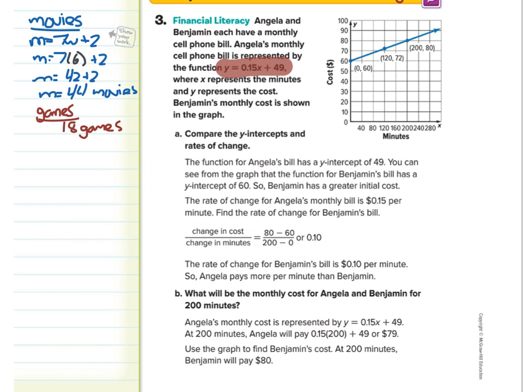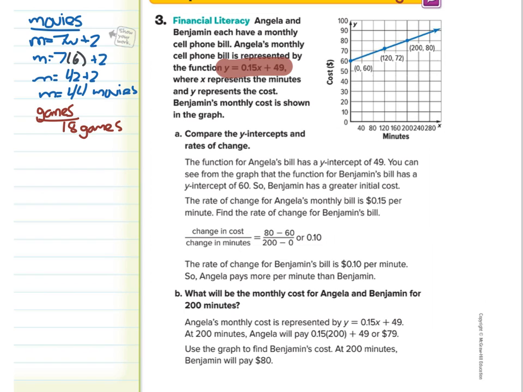Well, the function for Angela's bill has a y-intercept of 49. You can see from the graph that the function for Benjamin's bill has a y-intercept of 60. So Benjamin's y-intercept is higher, 60 compared to 49, which then means Benjamin has a greater initial cost. The rate of change for Angela's monthly bill is 15 cents per minute, and you can see that here. Find the rate of change for Benjamin's bill.